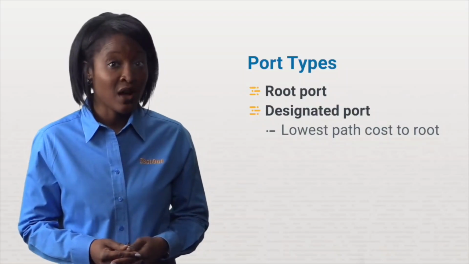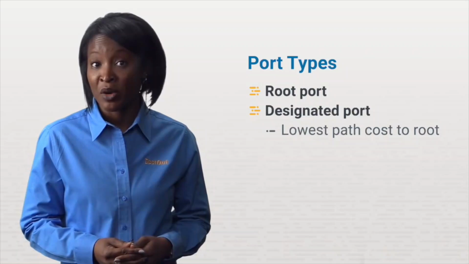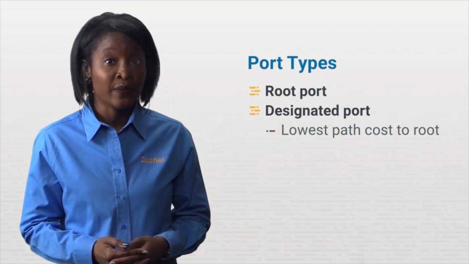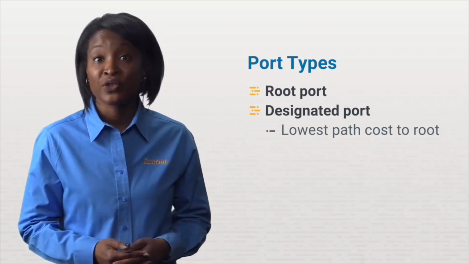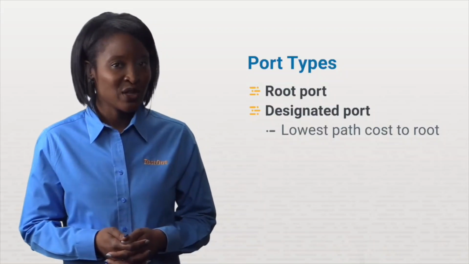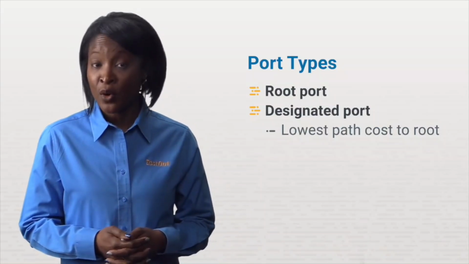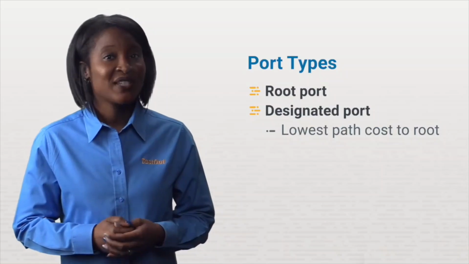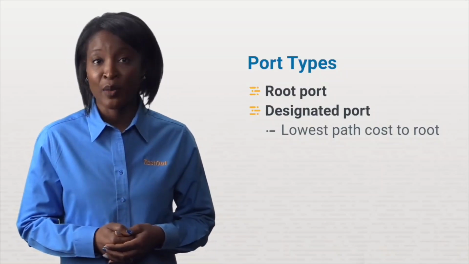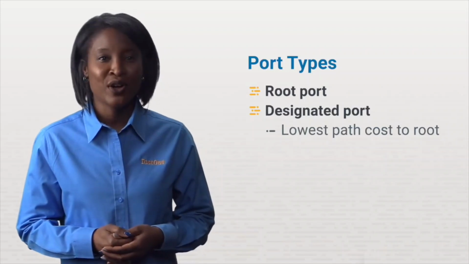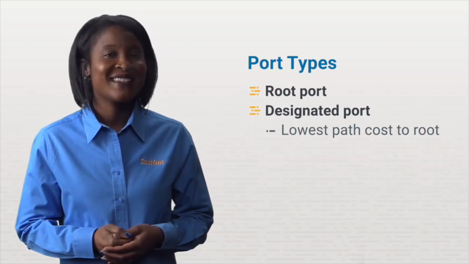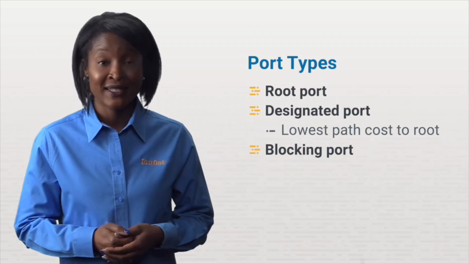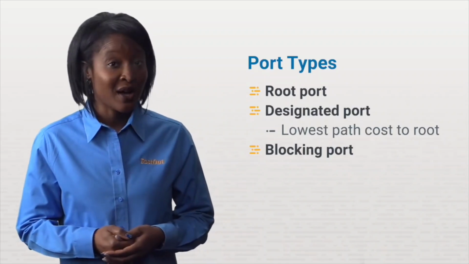If 2 ports have the same cost, the port on the switch with the lowest port ID becomes the designated port. The port ID is derived from 2 numbers, the port priority and the port number. The port priority ranges from 0 to 255, with a default of 128. The port number is the number of the port. For example, the port number for FA0/3 is 3. With the default port priority setting, the lowest port number becomes the designated port. Designated ports are used to send frames back to the root bridge, and designated ports are in the forwarding state. A blocking port is any port that's not a root or designated port. A blocking port is in a blocking state.